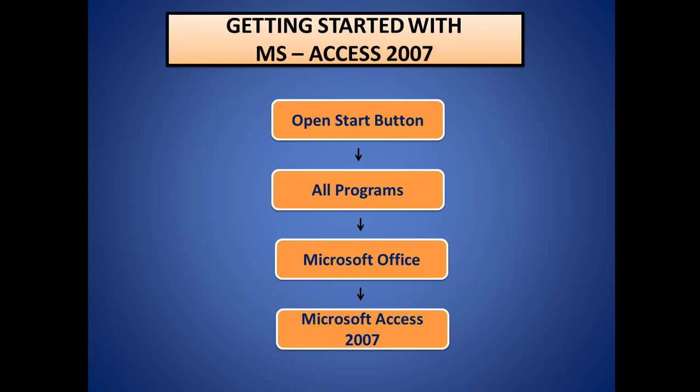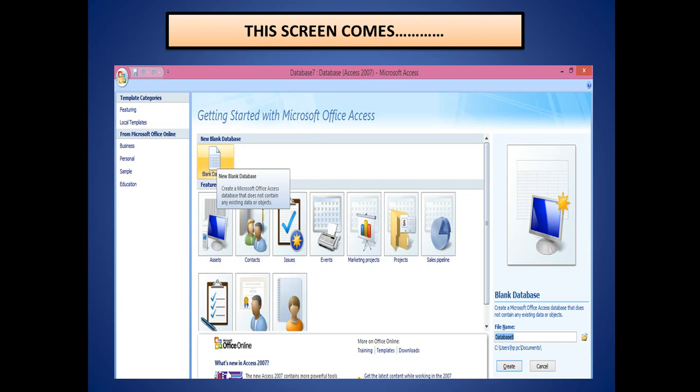Now getting started with MS Access 2007, how you will open it. So you will have to click on start button, then all programs will be there. You click all programs option, then you have to click Microsoft Office option, and in that Microsoft Office you will get Microsoft Access 2007 option. You will have to click. As soon as you click Microsoft Access 2007, you will reach to this screen.